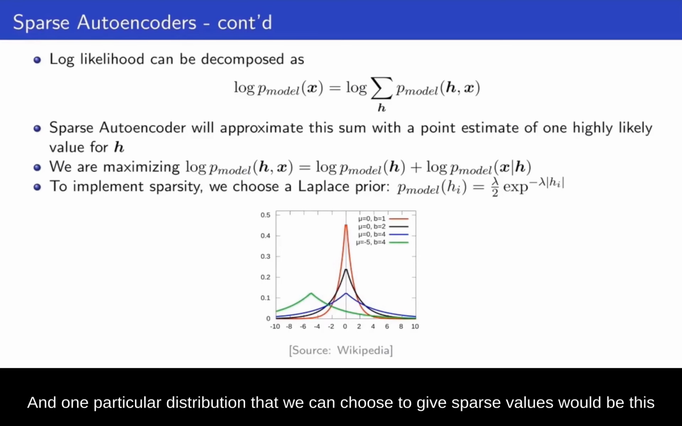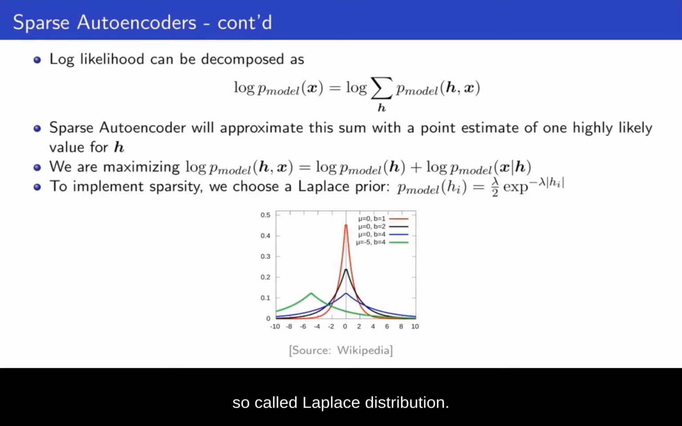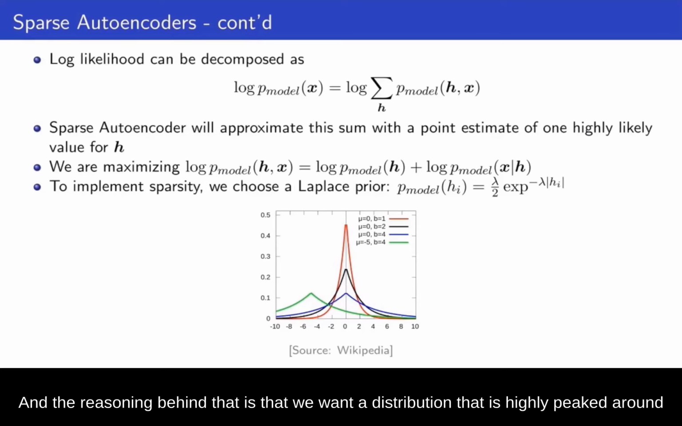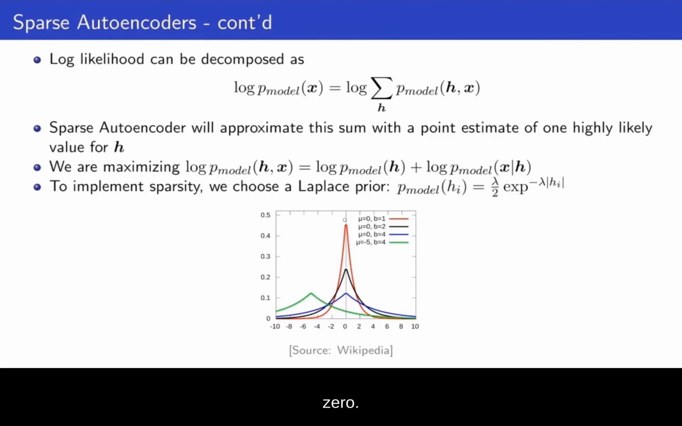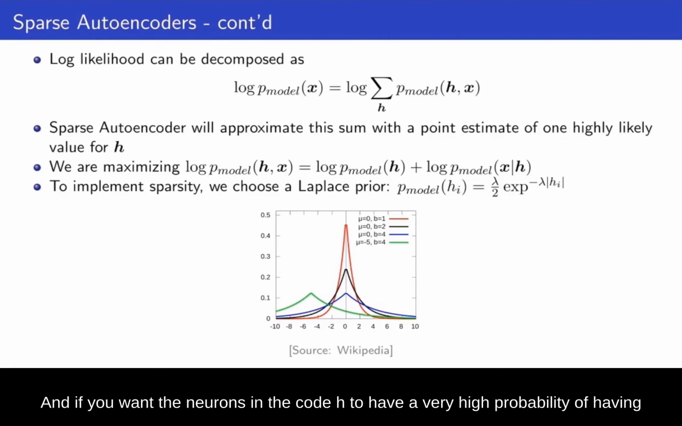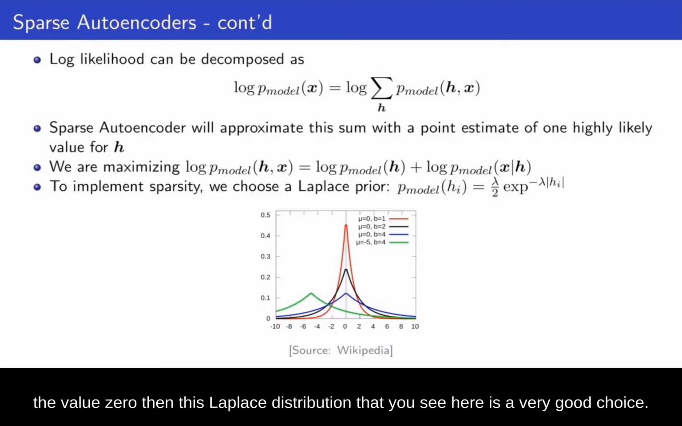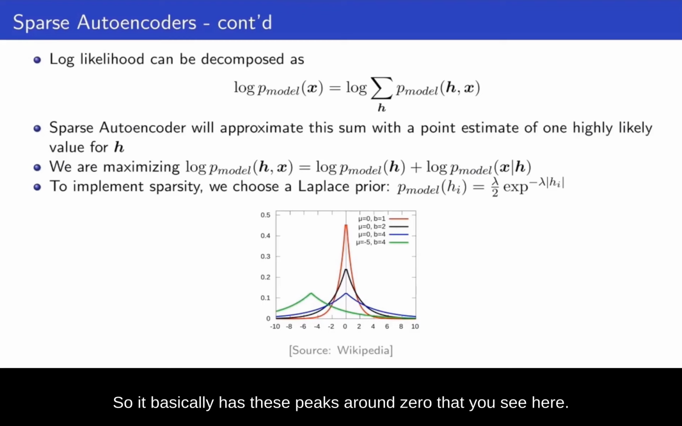And one particular distribution that we can choose to give sparse values would be this so-called Laplace distribution. And the reasoning behind that is that we want a distribution that is highly peaked around 0. And if we want the neurons in the code H to have a very high probability of having the value 0, then this Laplace distribution that you see here is a very good choice. So it basically has these peaks around 0 that you see here.